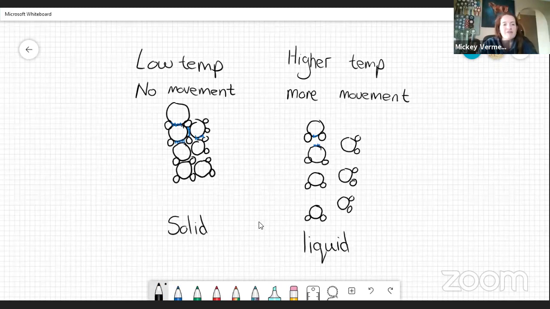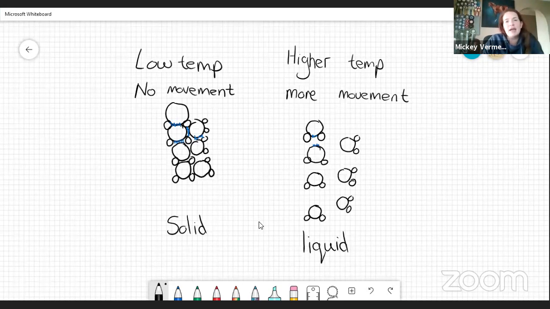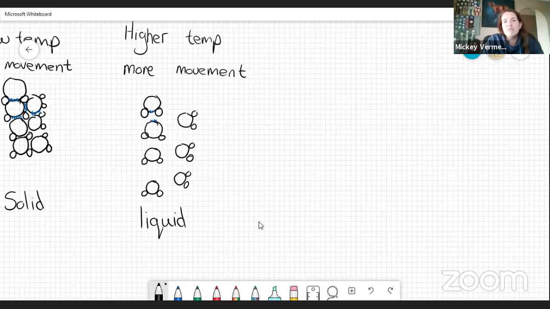Now they keep on moving faster and faster and faster. And then we reach a point where they move so fast.